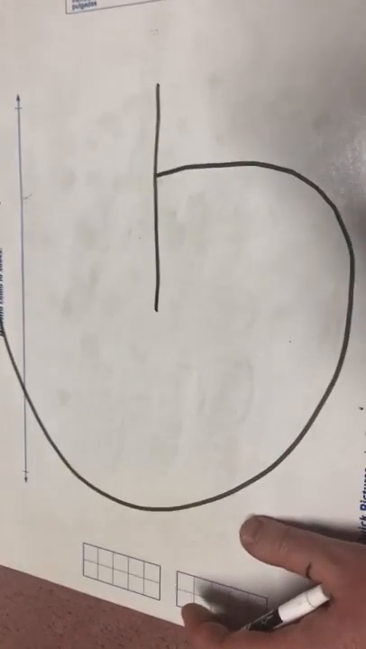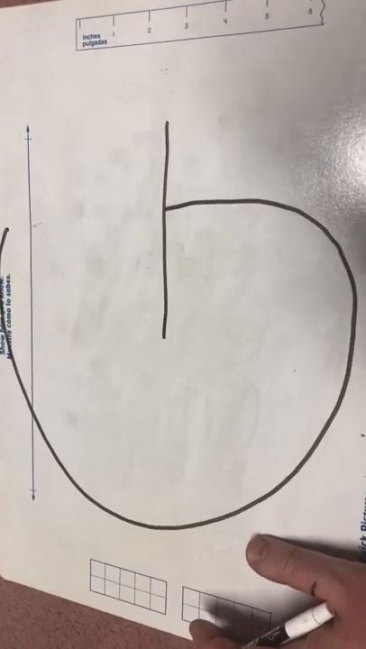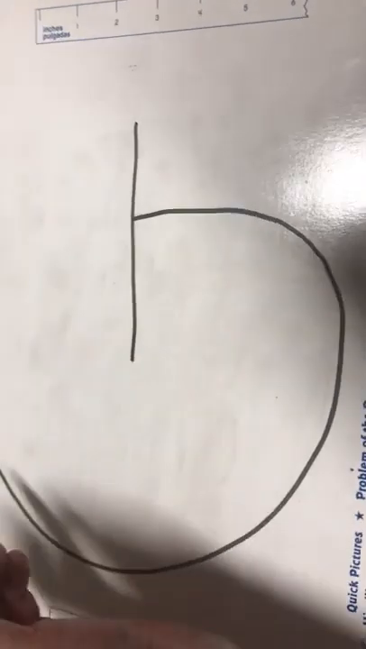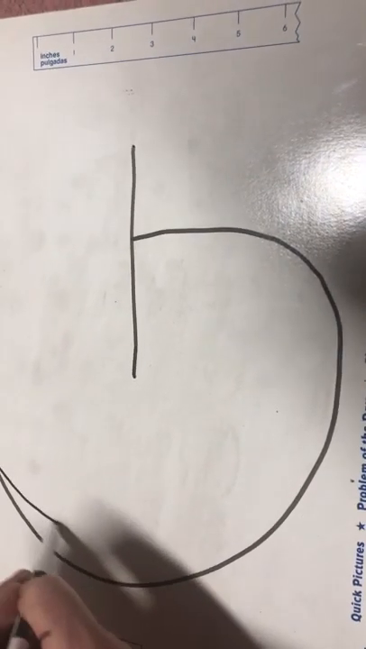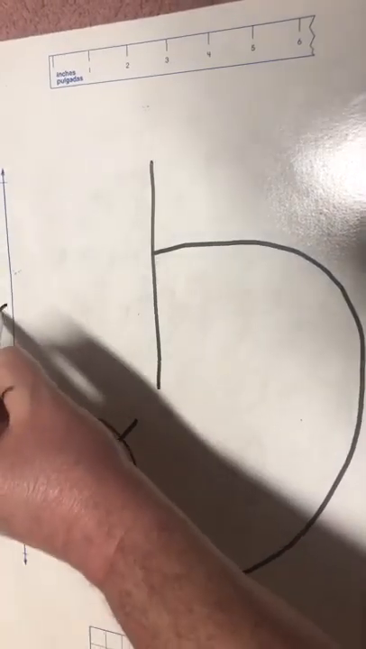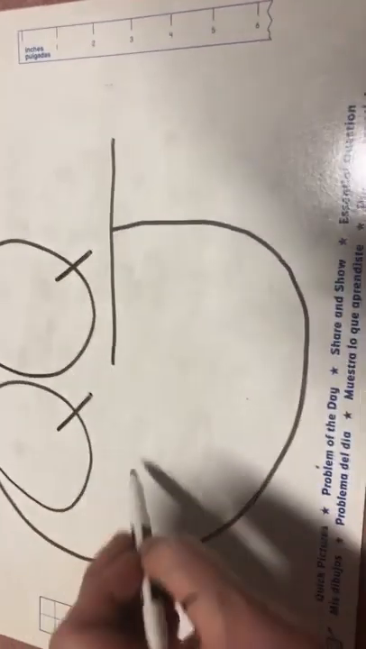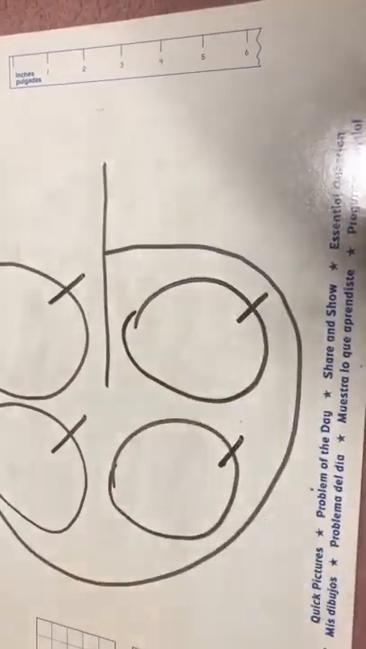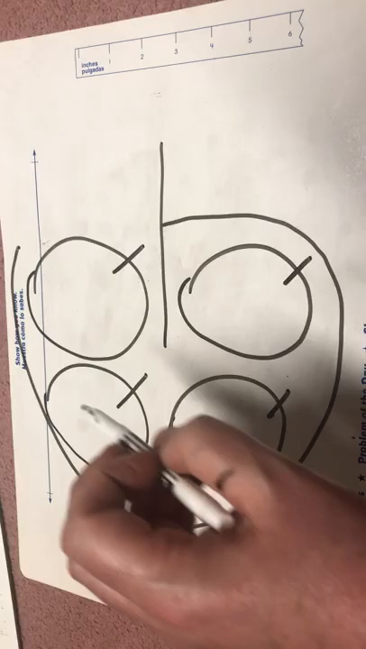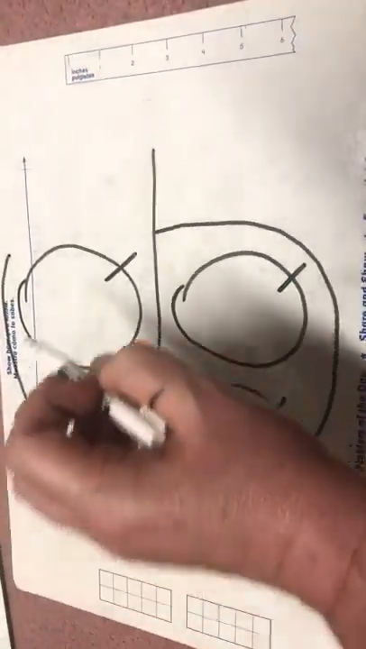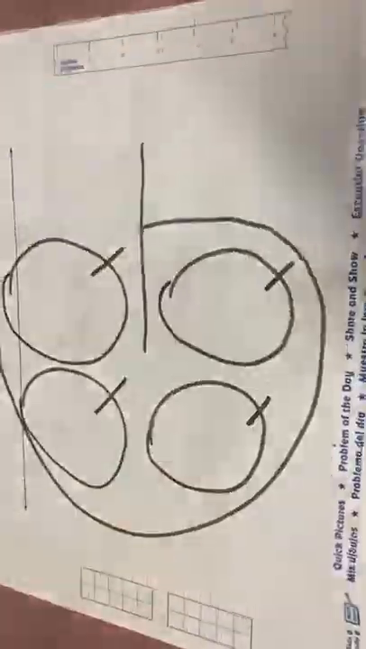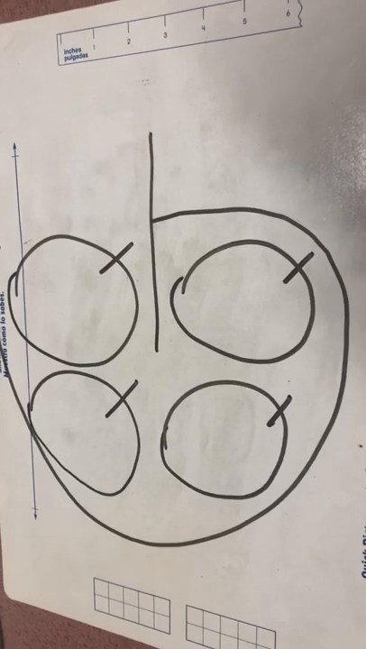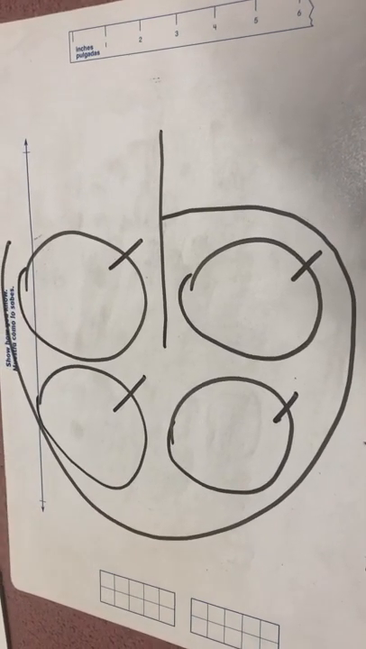Now, within a gallon, we have quarts, and it takes 4 quarts to make a gallon. So I'm going to make a Q here, a Q here, a Q here, and a Q there. And so inside our big G, we have 4 Qs. And this is to remind us that it takes 4 quarts to equal 1 gallon.